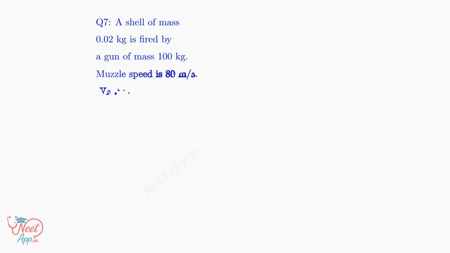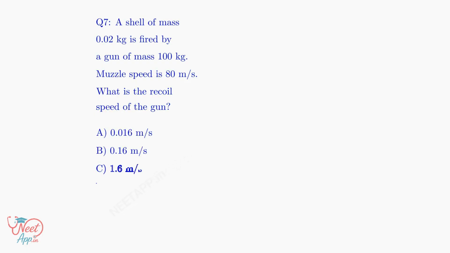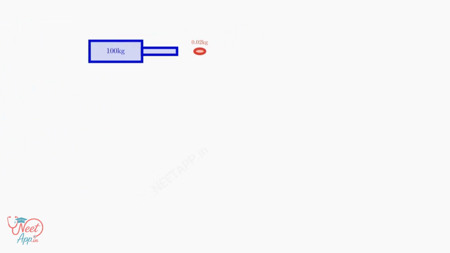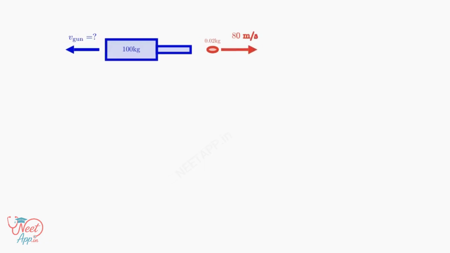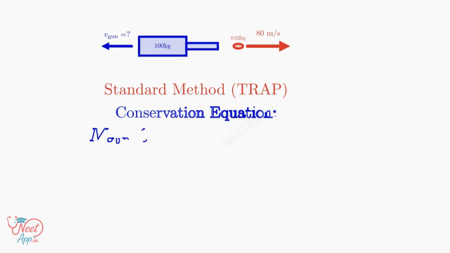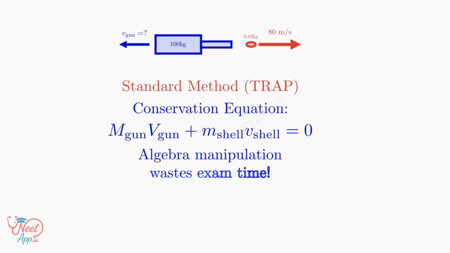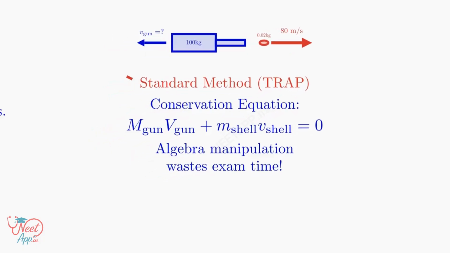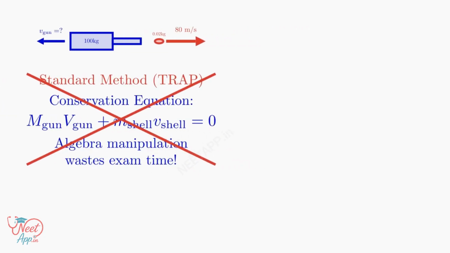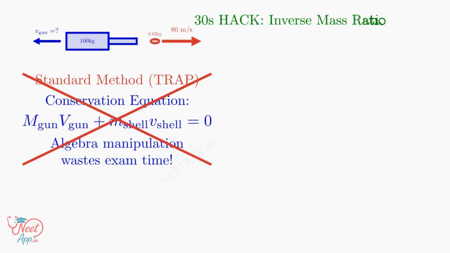Question 7 covers 1D recoil straight from the NCERT textbook. A 0.02 kilogram shell is fired from a 100 kilogram gun with a muzzle speed of 80 meters per second. What is the recoil speed of the gun? Let's draw it. The massive 100 kilogram gun recoils backward while the tiny 0.02 kilogram shell blasts forward at 80 meters per second. The textbook trap: setting up the formal conservation of momentum equation, worrying about positive and negative velocity signs and cross-multiplying fractions. Here is your 30-second inverse mass ratio hack.